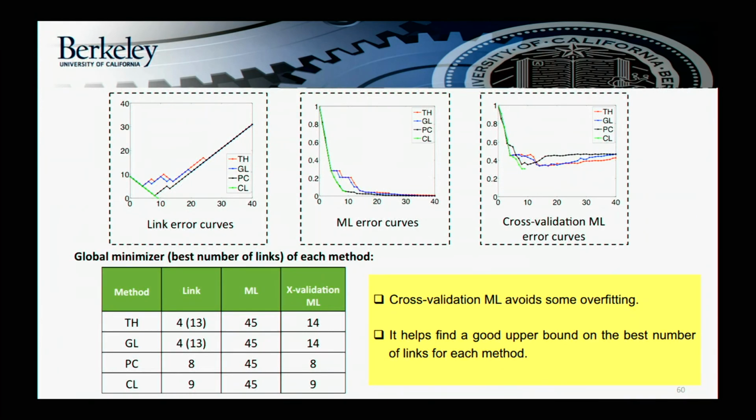For example, if you compare the curve that we obtained here with these curves, the link error curve truly reflects the error that each method makes, but we cannot compute it in practice. But if you look at the global minimizer of the cross-validation ML error curve, we can see that the minimum of these curves is a really good upper bound on the global minimum of the link error curve. So we can see that cross-validation ML error curves avoid some overfitting, and also help in finding a good upper bound for the best number of links that each method is able to find.